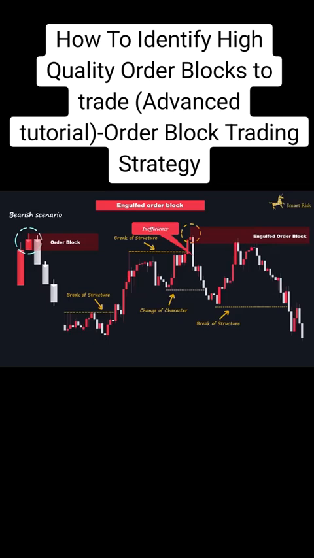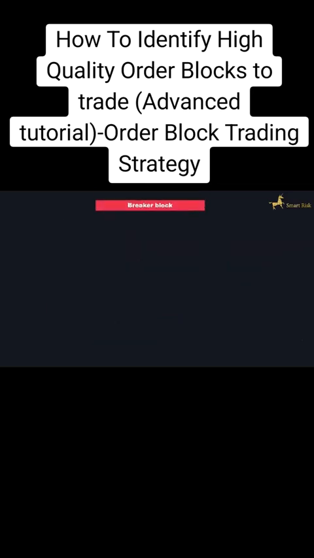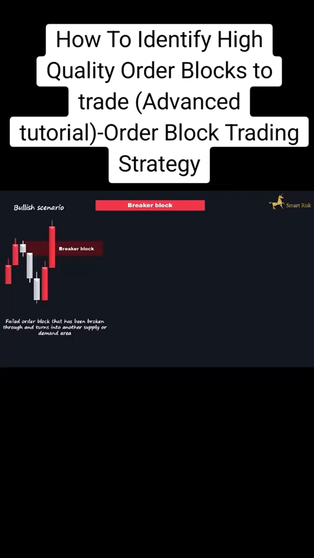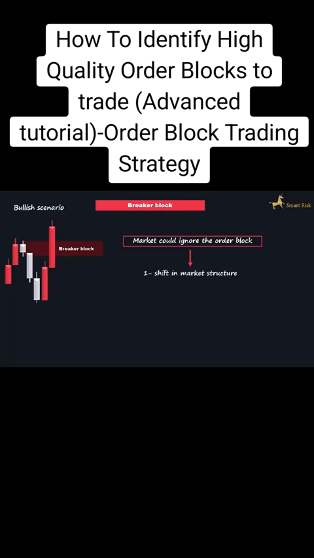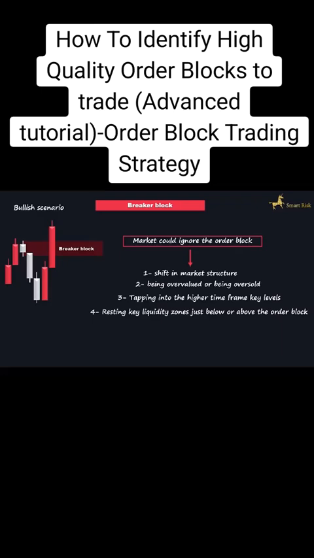Let's see the next order block type, breaker block. A breaker block is a failed order block that has been broken through and turned into another supply or demand area on the chart. As you know, guys, the market could ignore the order block supply and demand for many reasons, including a shift in market structure, being overvalued or oversold, tapping into higher time frame key levels, or resting key liquidity zones just below or above the order block.